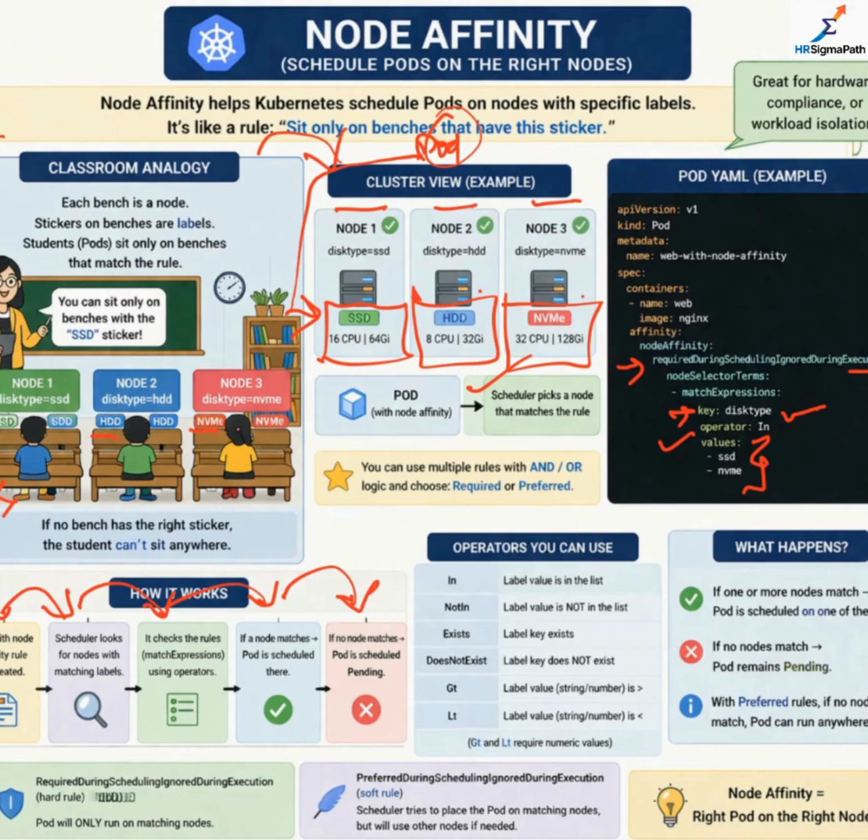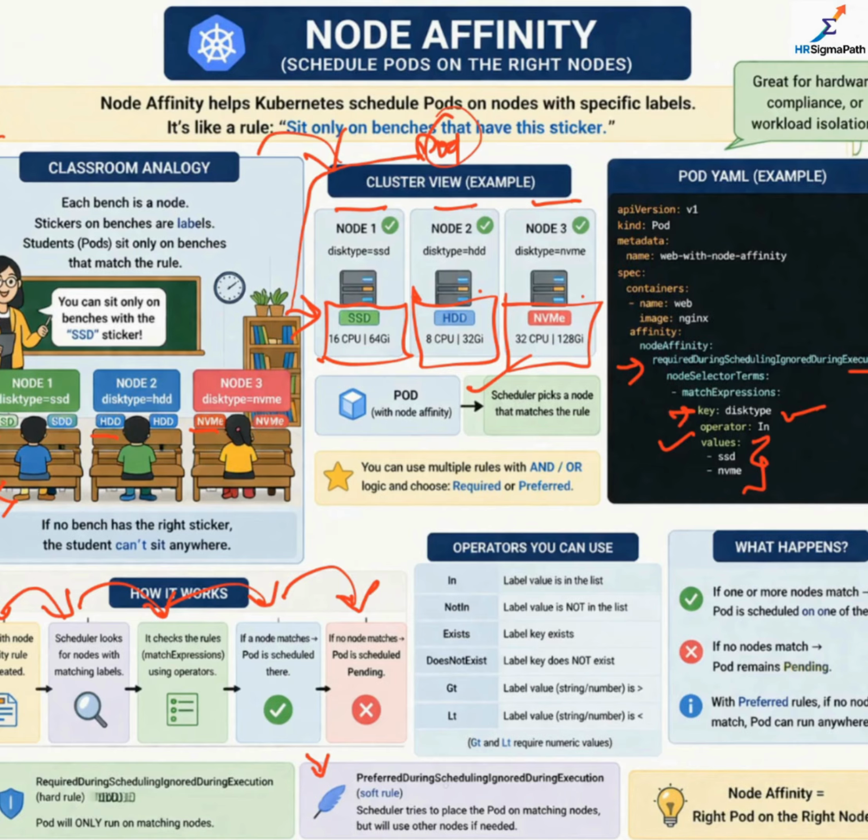So if no bench has the right sticker, the student just stands and waits. This is a strict rule: no match, and the pod will not run. To simplify this, if there is no SSD or NVMe bench or node, students cannot sit anywhere. Students are like pods. Okay, so there is one more rule, which is preferred.